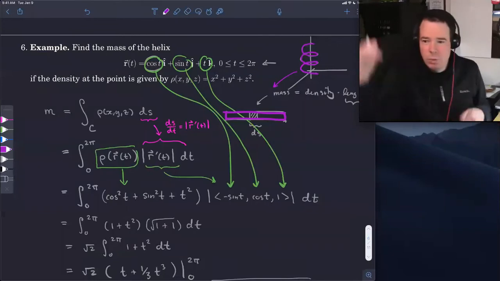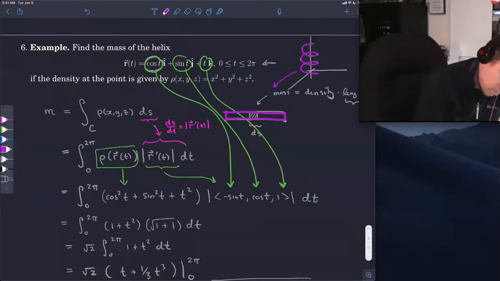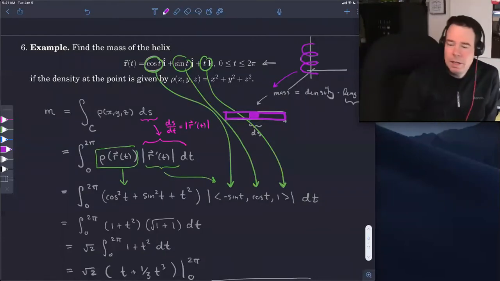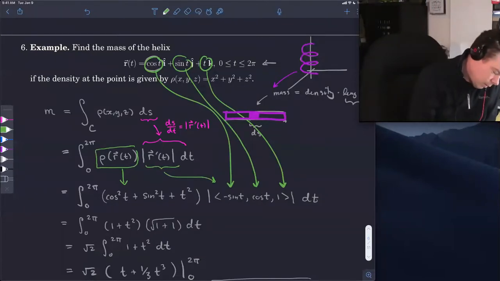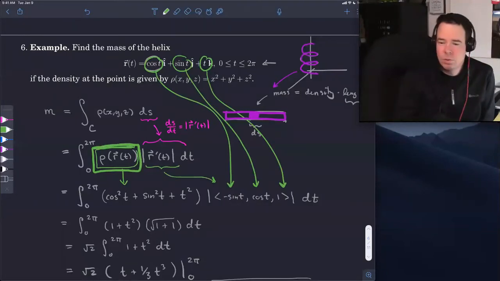It's all bent, twisted up and whatever, but to find the mass of it, what I need to do is just chop it up into little bits, and I need to find the mass of a little bit. So in order to find the mass of a little bit, I need to know what the density is along that little bit. So I have to evaluate my density function at the points on the curve itself, because those are the points on the helix. Those are the only points I care about because those are on the helix itself.